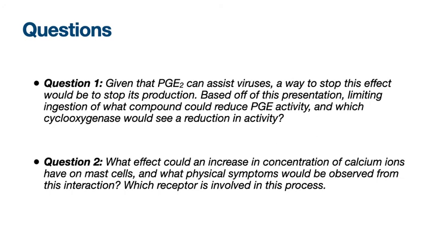And then question 2 being, what effect could an increase in concentration of calcium ions have on mast cells, and what physical symptoms would be observed from this interaction? Additionally, which receptor is involved in this process? So that sounds like a lot to answer, but if you understand one part of it, it's kind of a chain reaction. So just go through and review this presentation, read the article if you like, but this presentation and the abstract should be sufficient.